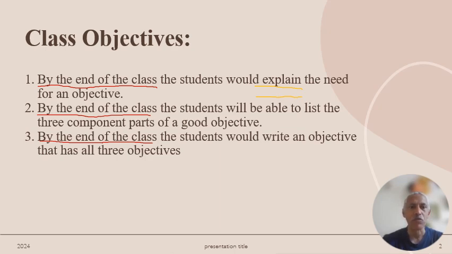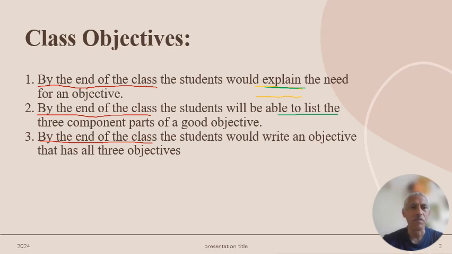And in the second one, what do I want you to do? By the end of class, I want the students to be able to do something. Let me change it, but just know that I'm talking about the same thing. What I want you to do here is list. The verb here is list, and in the first one the verb is explain.